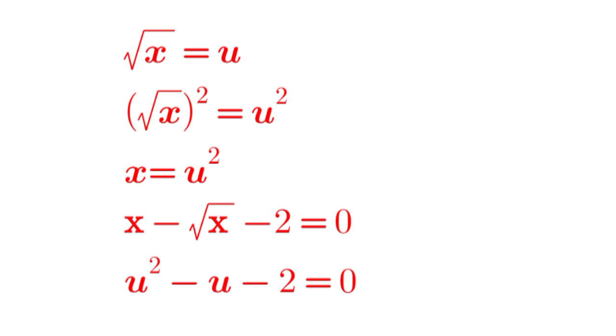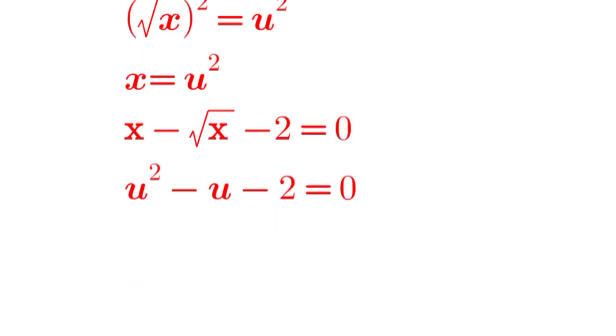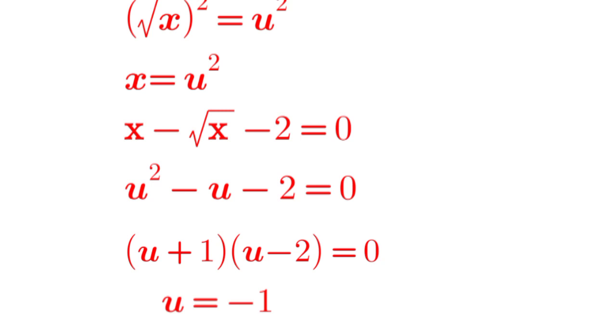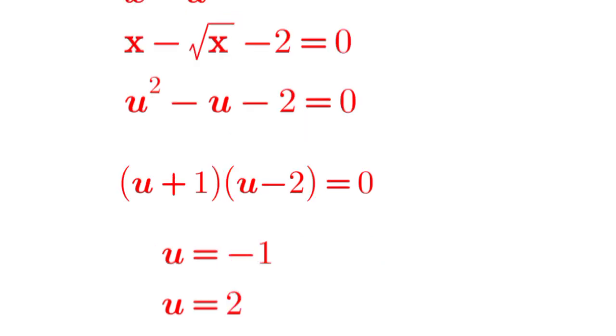So when we finally factorize, we have bracket u plus 1 multiplied by u minus 2 is equal to 0. Now we have two values of u, which is u is equal to minus 1 and u is equal to 2.